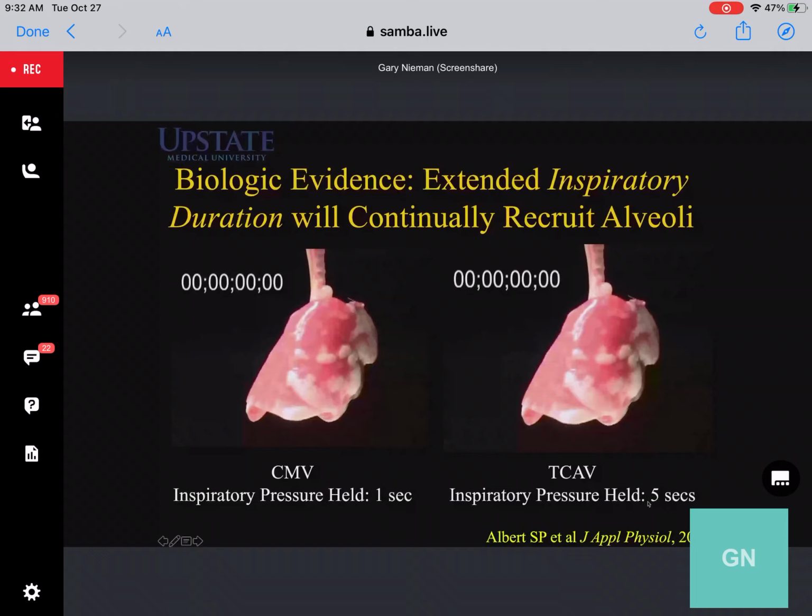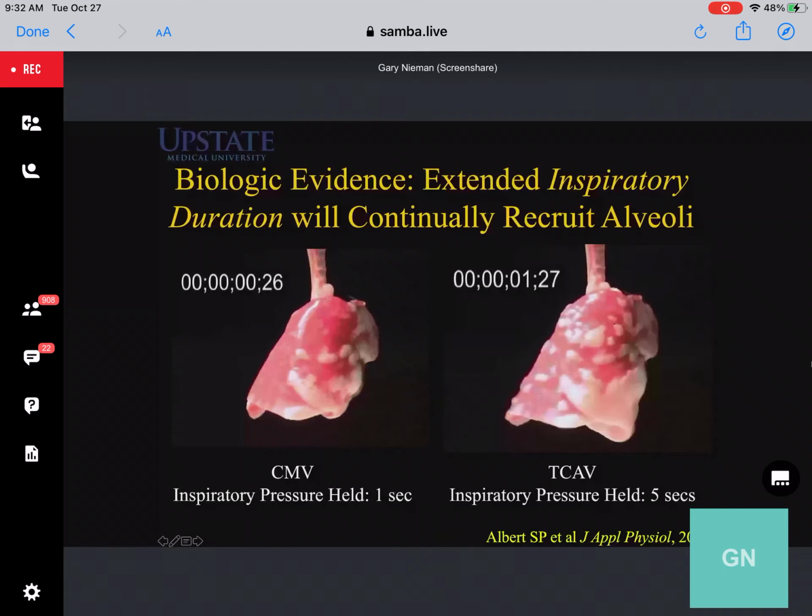So this would be a TCAV breath. We're going to hold this for 5 seconds, which would be a typical length of time a TCAV breath would be held. And so if we hold that pressure for 1 second, we see almost no change. The atelectasis is still all there, no popping out, no red changing to pink. Watch what happens when we use the same exact pressure, hold it for 4 more seconds.